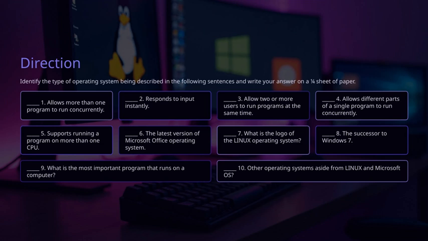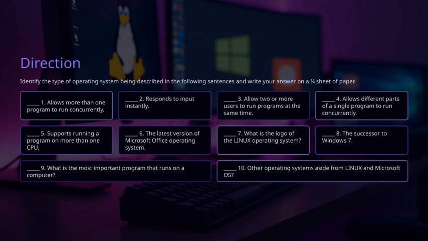Moving on, number 6 talks about the latest version of Microsoft Office operating system. That's a bit tricky because Microsoft Office is software, but perhaps this refers to an operating system compatible with Office, like Windows. Number 7 asks, what is the logo of the Linux operating system? Think of that penguin, a symbol most associated with Linux. Number 10 asks about other operating systems aside from Linux and Microsoft OS. That includes systems like macOS, Unix, or even Android, broadening our understanding of different platforms.